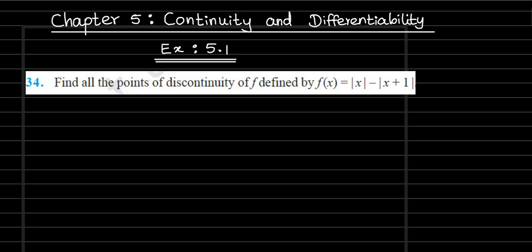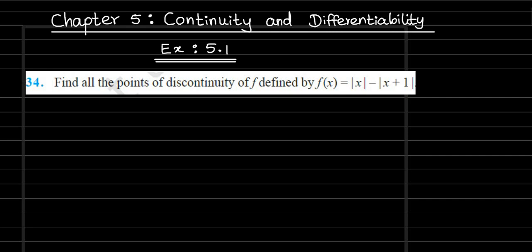In this video, we are going to see for CBSE Maths Grade 12 Standard Chapter 5, Continuity and Differentiability in Exercise 5.1, 34th sum. Already in the last videos, I have uploaded solutions till 33 sums, so please do check it. Now let's start with the 34th sum.